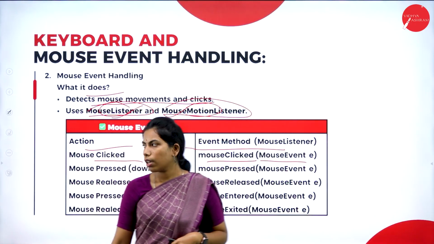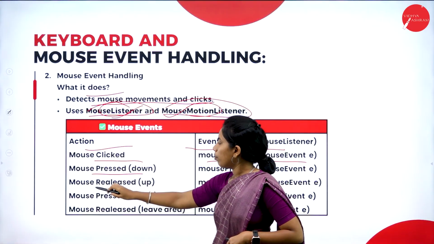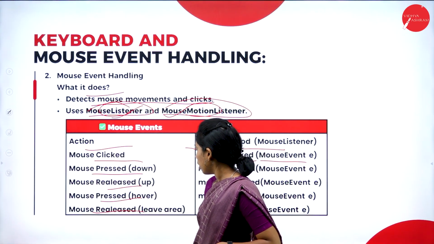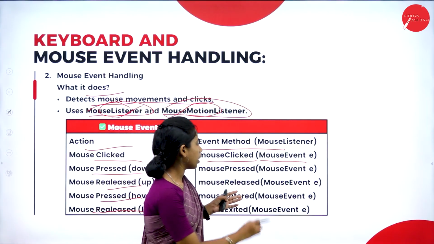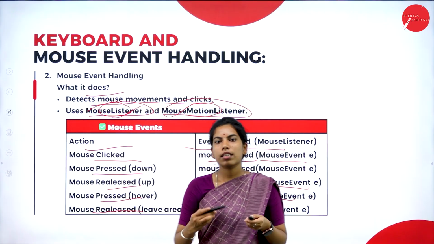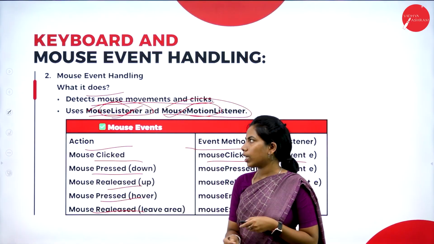Mouse event object. And also for mouse pressed and mouse released. These all come under which method or which object? Mouse event object. So let's see the simple code for this. You will understand very clearly.